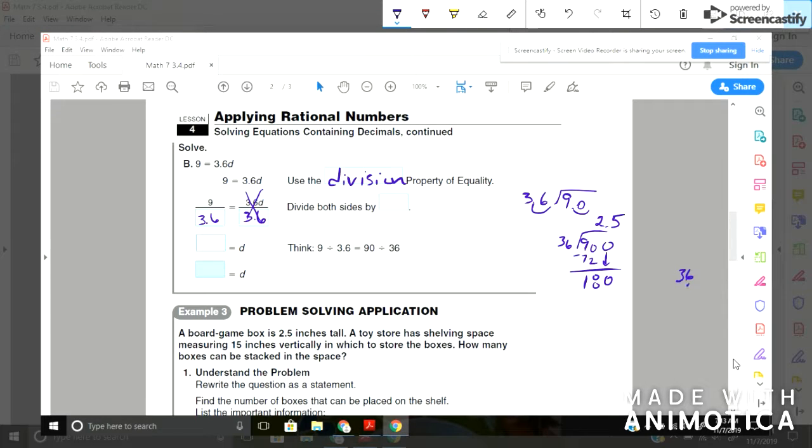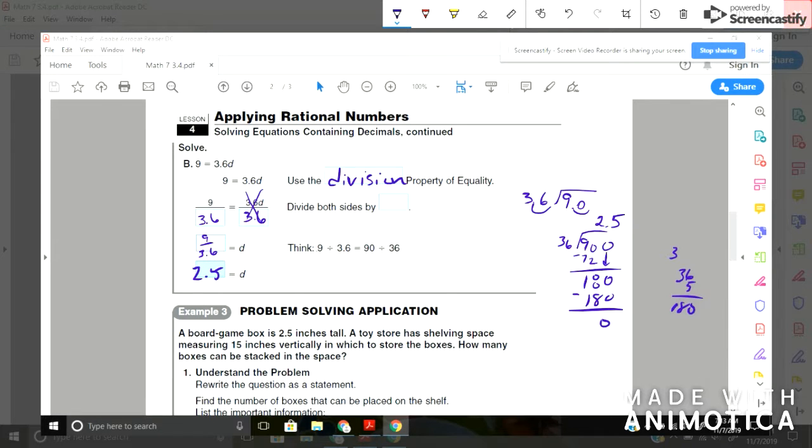36 times 5. 6 times 5 is 30. 5 times 3 is 15, plus 3 is 18. Perfect. Yeah, it is 180, so I'd have nothing left. So D would equal 2.5. And here, again, you could just show you're dividing if you want. But remember, think 9 divided by 3.6 is the same thing as 90 divided by 36, just what we showed over here. So that's solving equations with decimals using addition, subtraction, multiplication, and division.